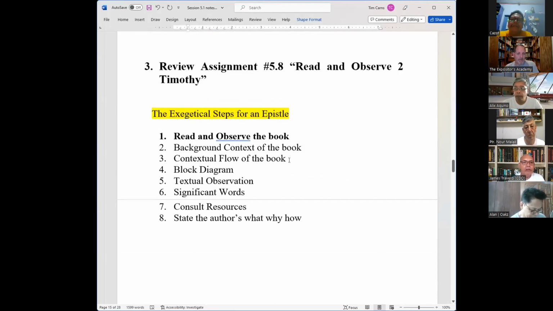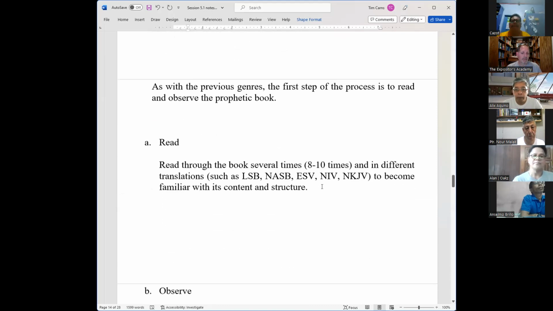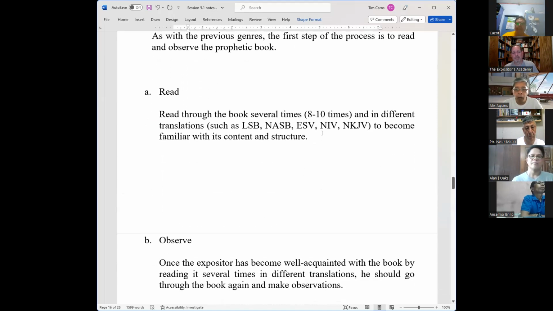The first step is reading and observing the whole book, or the whole letter. In this case, you're studying 2 Timothy, so you're going to read through the entire epistle several times. I recommend at least 8 to 10 times, also reading it in different translations. In addition to reading it in Cebuano, look at different English translations.